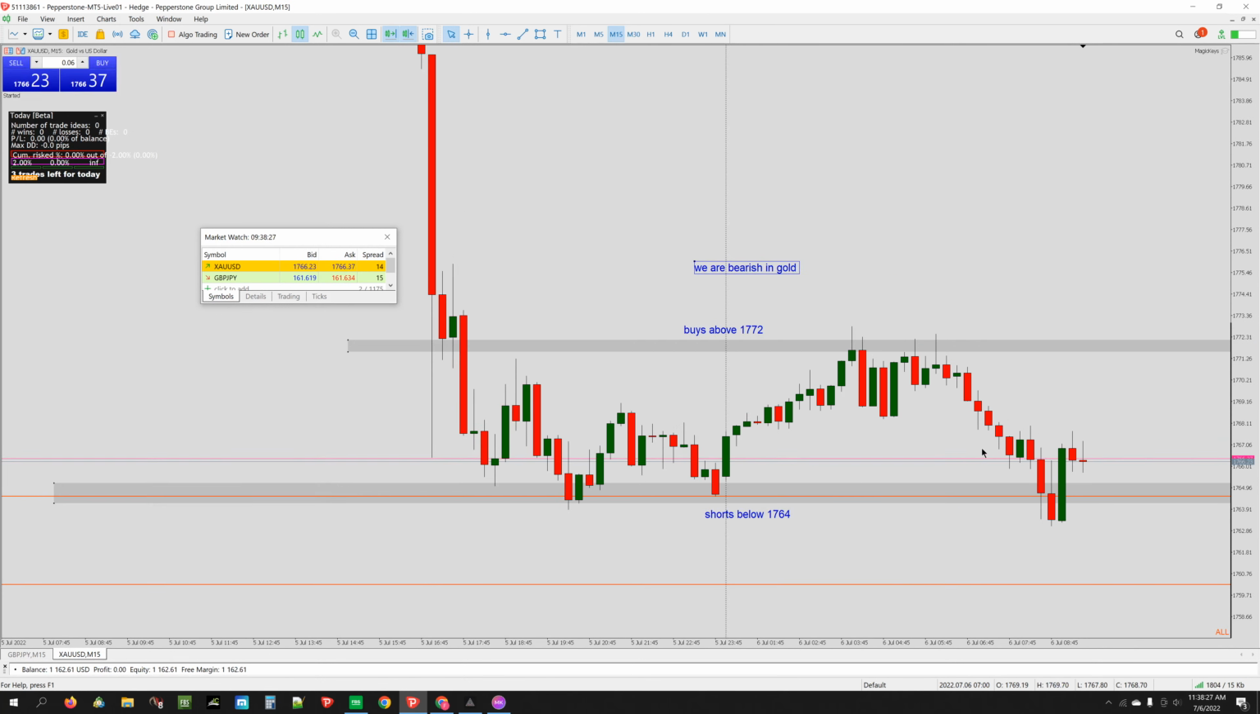In gold, we are just consolidating. We need to either break above or break below to potentially execute a trade, but for now, we are just waiting.